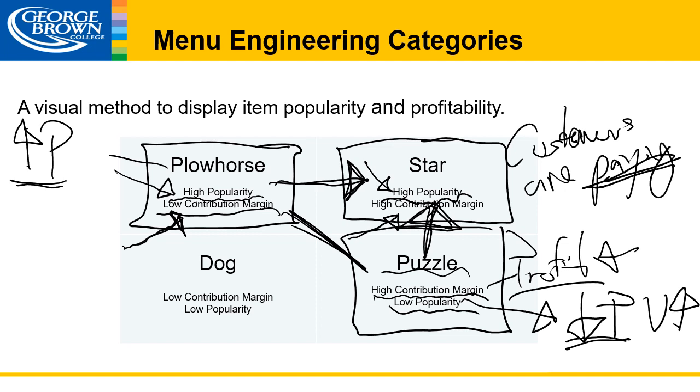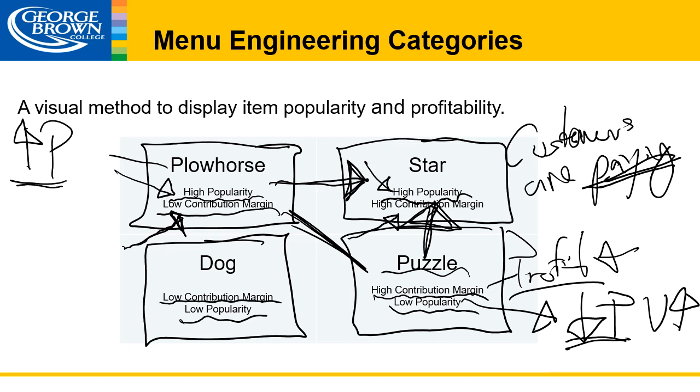Lastly, we have a dog menu item, which is characterized by having low popularity and low contribution margin. So the question here is, what do you do with a dog? There's not much you can do. The profitability is already low on this particular menu item, and it's not popular. It could be an indication that the price is too high, but there's low contribution margin, which means it's not profitable. So you can't reduce the price anymore, because you're not making money off the product already. So why would you decrease the price?